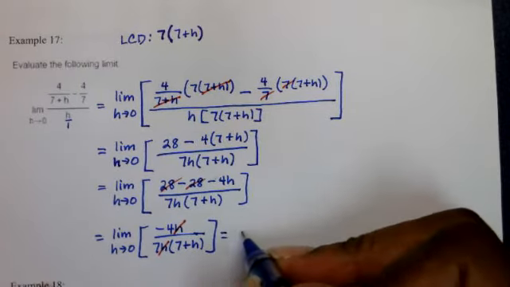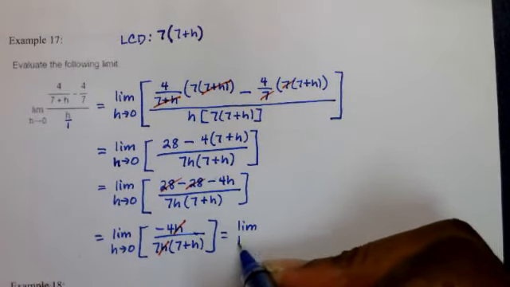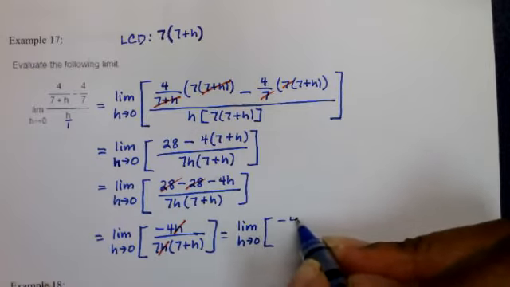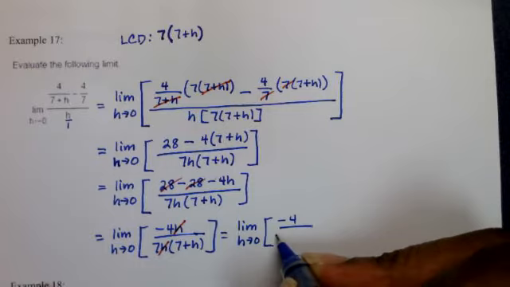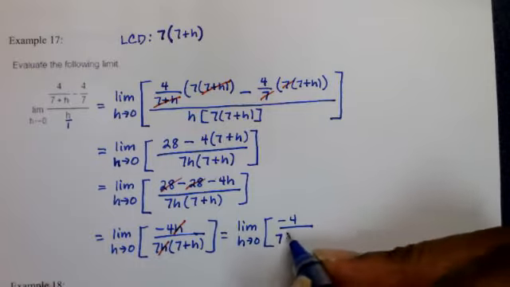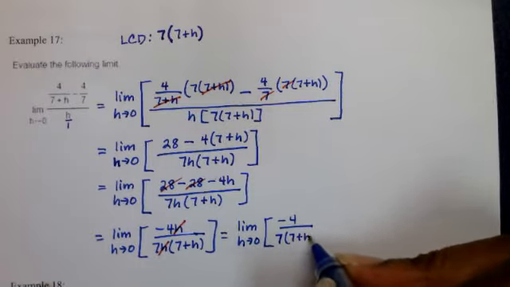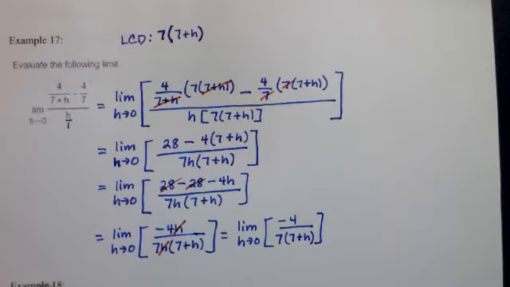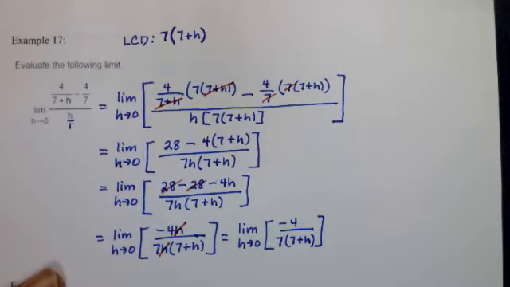So now we've got the limit as h approaches 0 of negative 4 over 7 times 7 plus h in the parentheses. Now, I'm not going to get a 0 in the denominator, so I can go ahead and take that limit. Here, this h will go to 0.